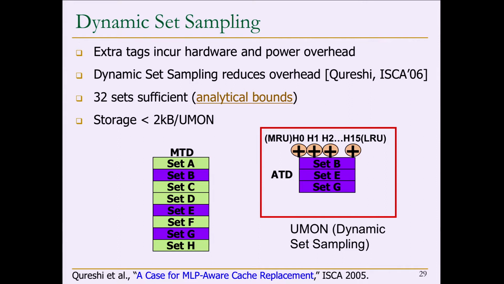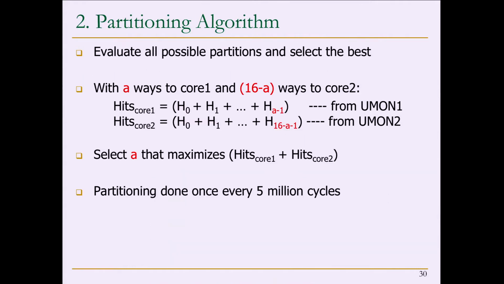And it turns out 32 sets in a large cache is sufficient. You can read the paper for analytical bounds. And this was the idea of dynamic set sampling. You just dedicate 32 sets to collect this information and use that information to decide how many ways to allocate to an application. And the storage cost is relatively small. OK, so you know about this MLP-aware cache replacement.